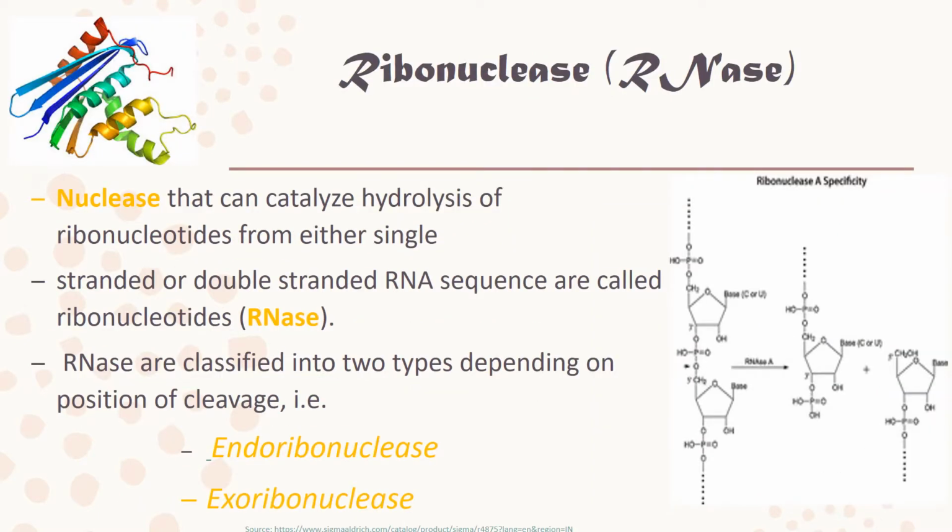Ribonucleases can catalyze hydrolysis of ribonucleotides from either single-stranded or double-stranded RNA sequences. RNases are classified into two types based upon the position of cleavage. The first one is endoribonucleases, which can cleave the internal bonds. The second one is exoribonucleases, which can cleave the terminal bond. RNase is important for RNA maturation and processing. RNase A and RNase H play an important role in the initial defense mechanism against RNA viral infections.